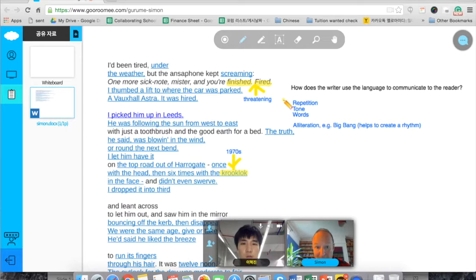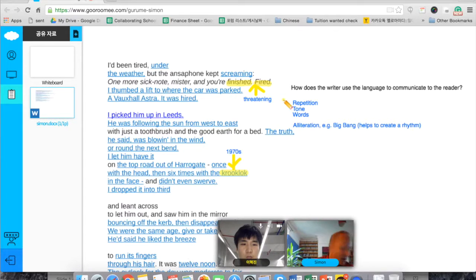And maybe this helps to explain why the guy feels pretty bad and why he takes out his anger on the hitchhiker. So it maybe helps to explain what happens later. Okay, I see. But you are right, there isn't a lot of alliteration.